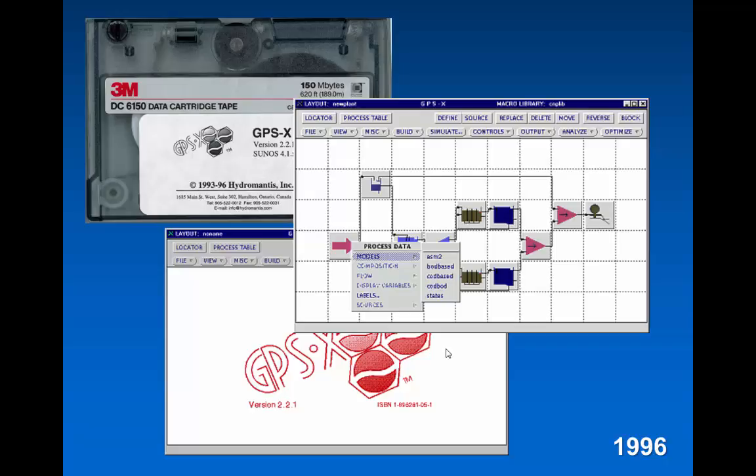This is version 2.2. This is the first version that I became familiar with when I was a graduate student. And I remember back in the day, GPSX was delivered on these big tape data cartridges. And I still have one of these here in my office. You'll note that this giant piece of equipment here, which weighed about 4 or 5 pounds, only holds 150 meg. But that was the way that GPSX was shipped around. I think back at the time, Hydromantis used to sell the software and the hardware together. And you can see here it's a different interface at that time.